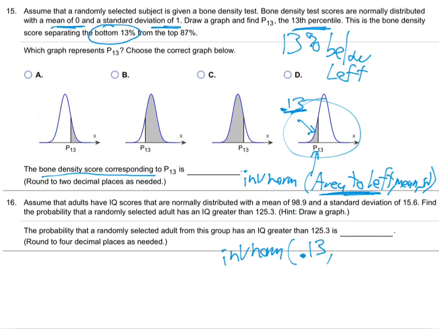All right, so put that in. Mean is 0, standard deviation is 1, right? Yeah. Hit the buttons. Somebody got it? Negative 1.12. Anybody else getting the same thing? That looks right to me.